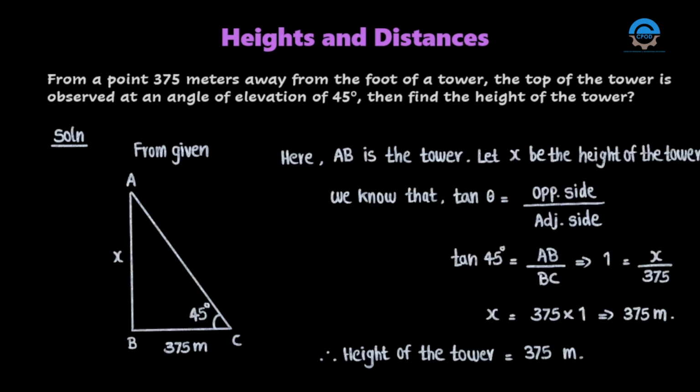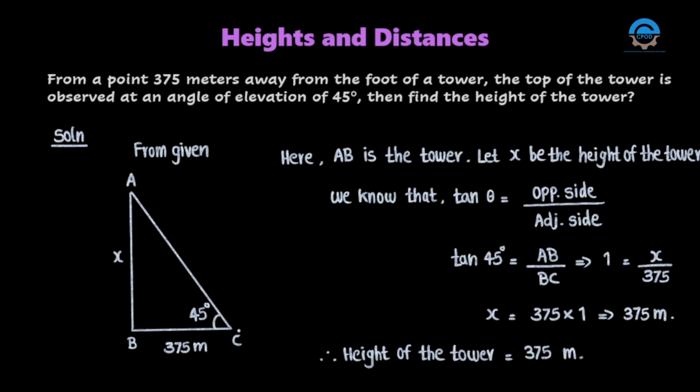Here is our next problem. From a point which is 375 meters away from the foot of a tower, the top of the tower is observed at an angle of elevation of 45 degree. Then find the height of the tower. Here we need to find the height of the tower. So from this data we are drawing the diagram, as AB be the tower. So its height needs to be found.